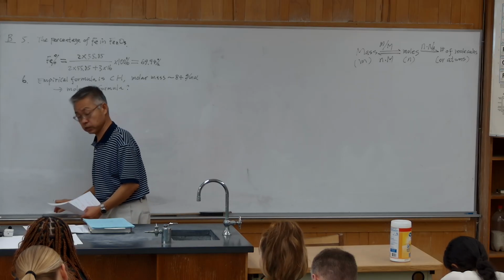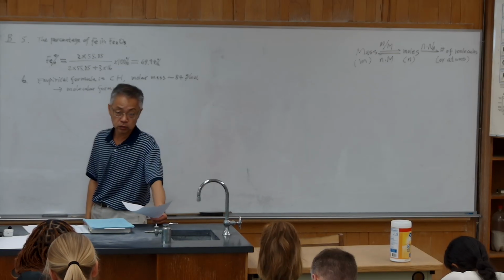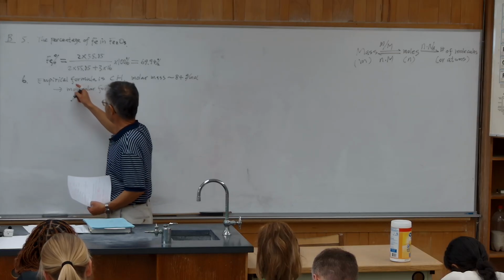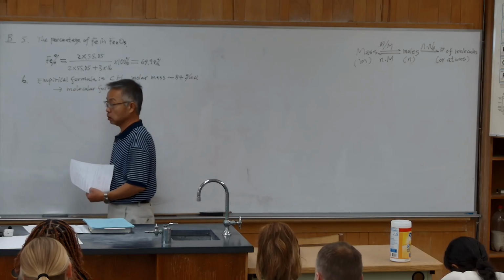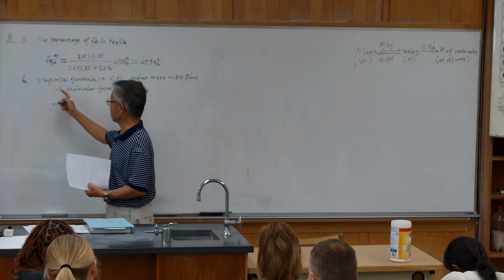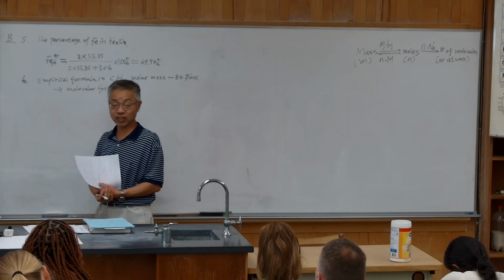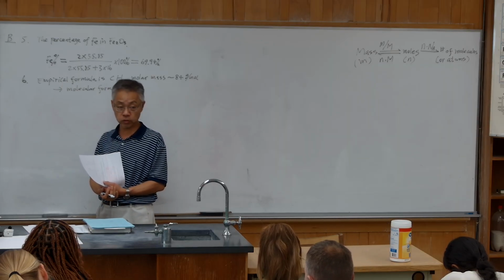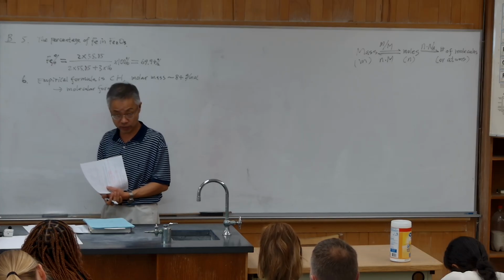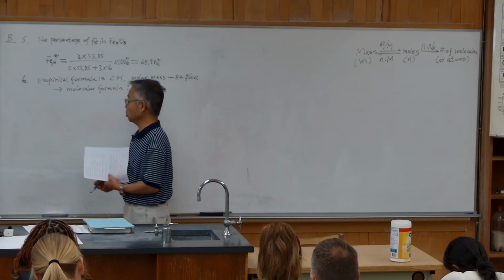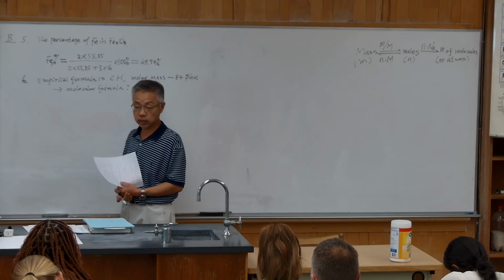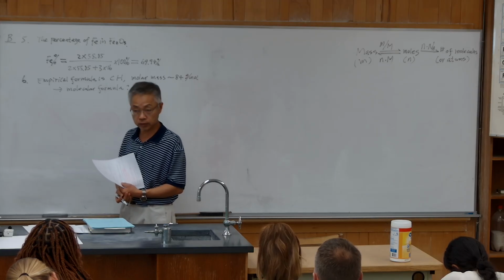We also shared the example during the class, right? So what's the difference between empirical formula and molecular formula? The definition is: empirical formula is simply the whole number ratio of atoms from each element, while molecular formula tells us the exact number of atoms from each element.